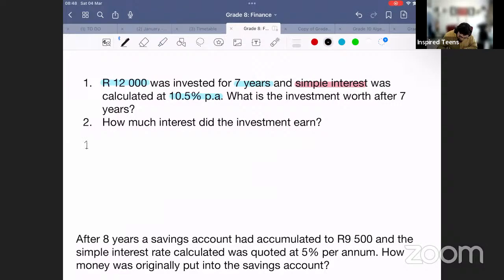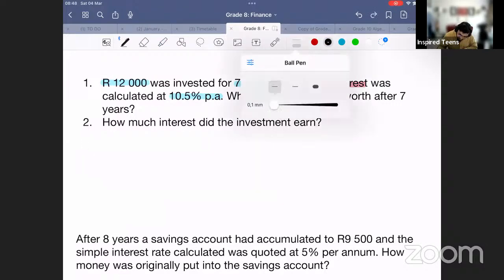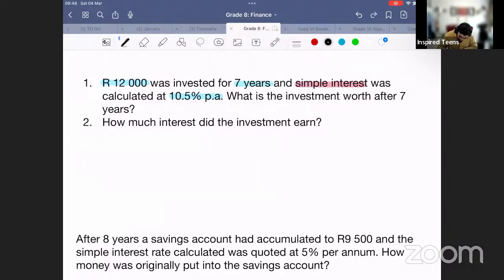So let's look at number one. Okay, we're going to utilize both formulas. So 12,000 Rand was invested for 7 years. Okay, so this is an investment. Someone is putting money into the bank and they're expecting to earn interest.